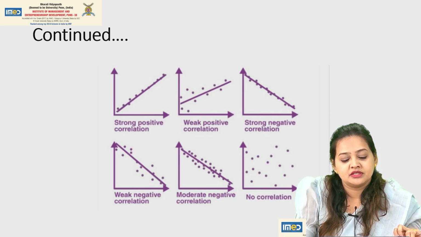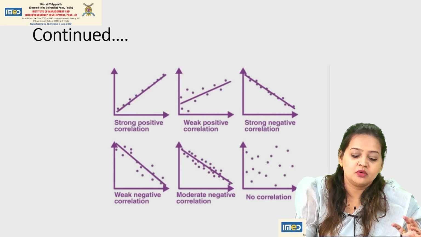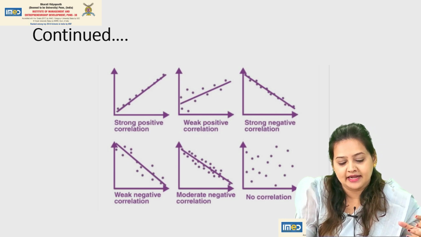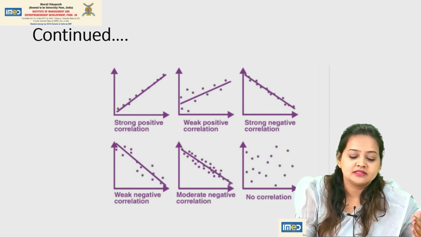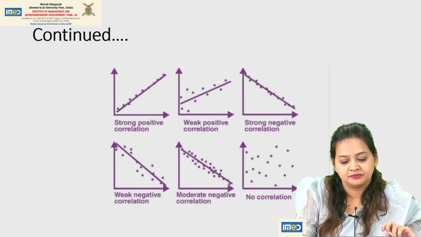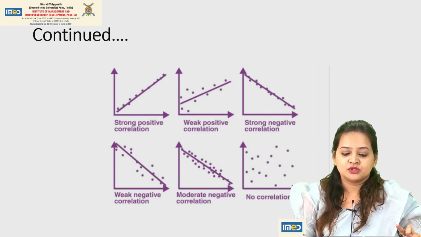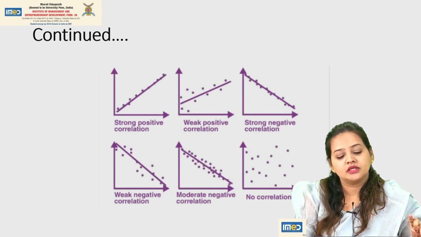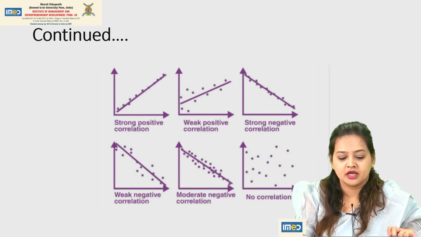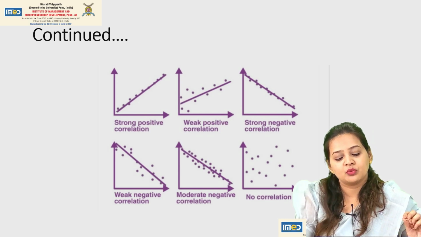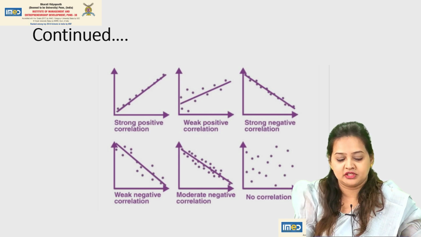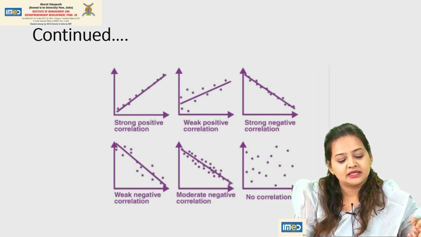The next graph is the weak positive correlation. Here x and y are loosely related, or scattered from the arc. That is the meaning of weak positive correlation. Next you can see a strong negative correlation. If you observe the direction of the arc, it is going in descending order, from the y point to the x point. But the x and y coordinates are closely related to each other, which is why it is a strong negative correlation.